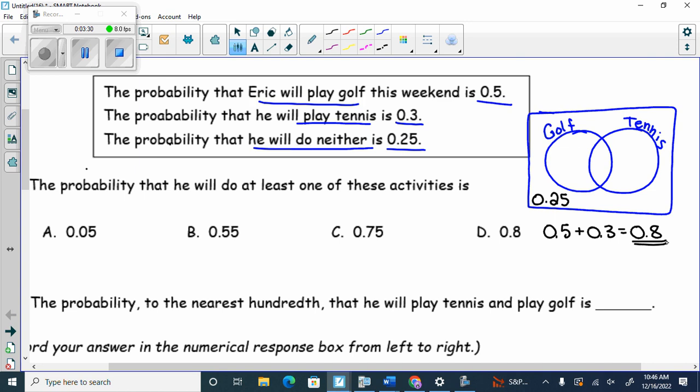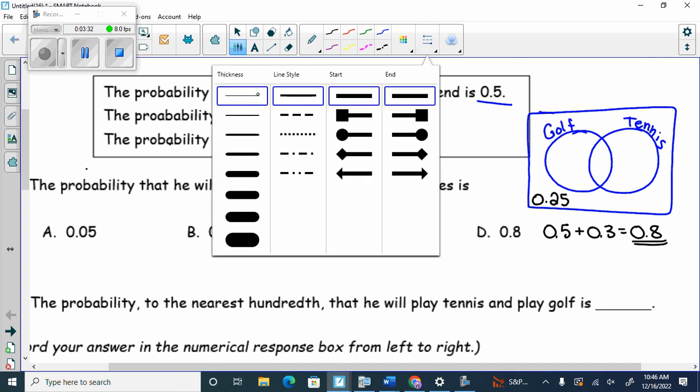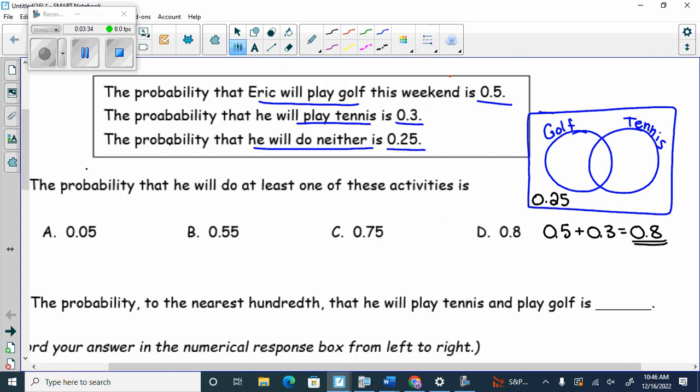So what am I going to have to do? Find the and. What do we do every single time? Subtract off 0.75. Subtract what's left over, correct? So how much overlap is there? 0.05, and that's going to go here.